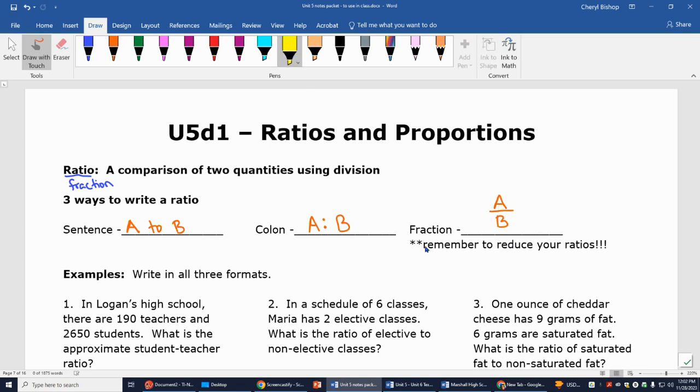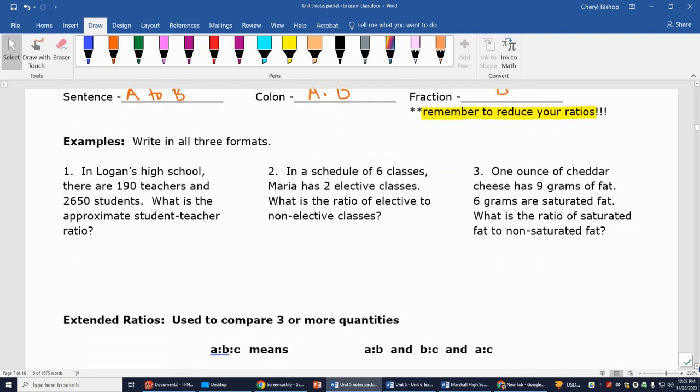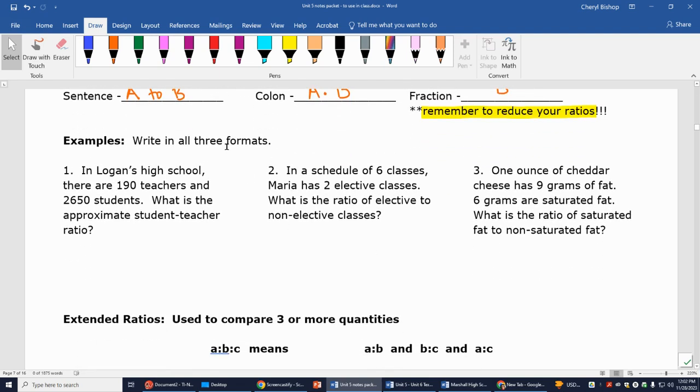And then something super important to remember is to always reduce our ratio. So once we write it as a fraction, we want to make sure we reduce those values. All right, let's look at some examples. We're going to write them in all 3 formats. I like to start with the fraction, that way I can see it easily to reduce it if I need to. So starting with number 1.